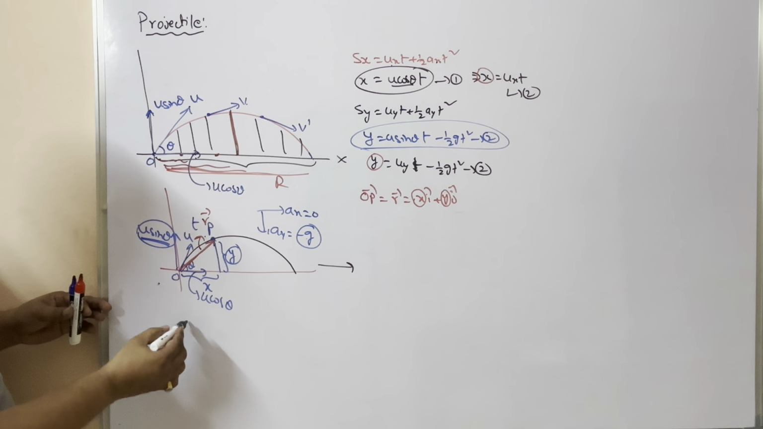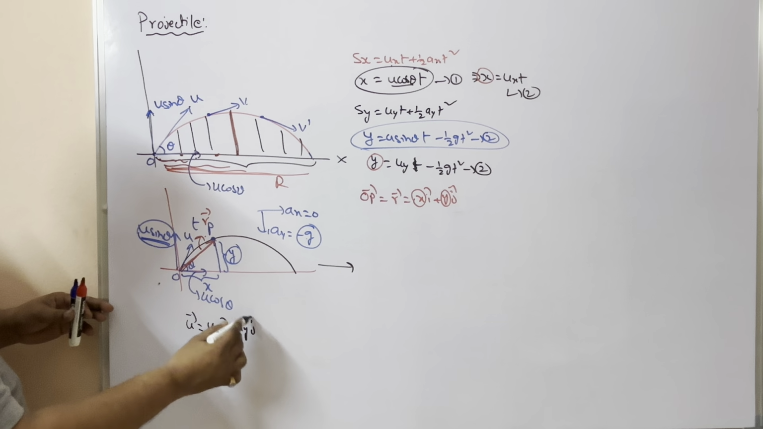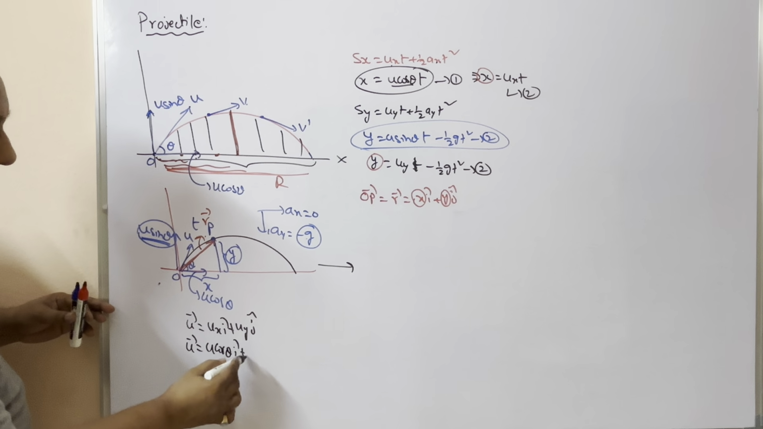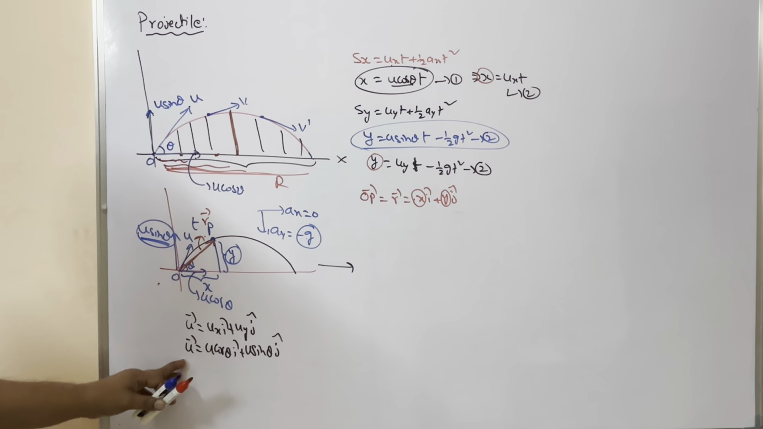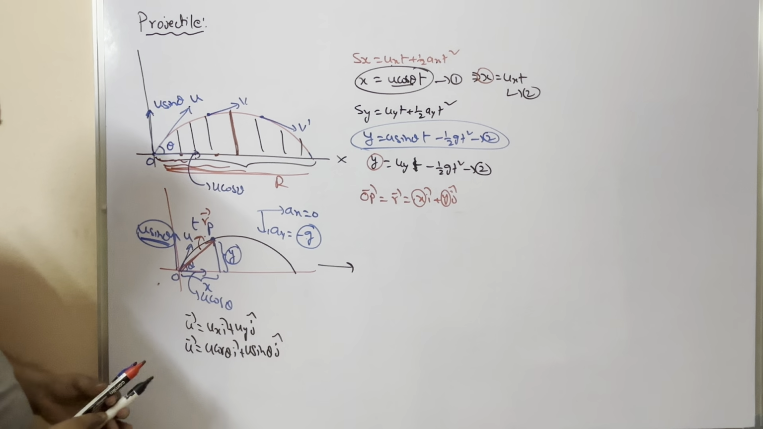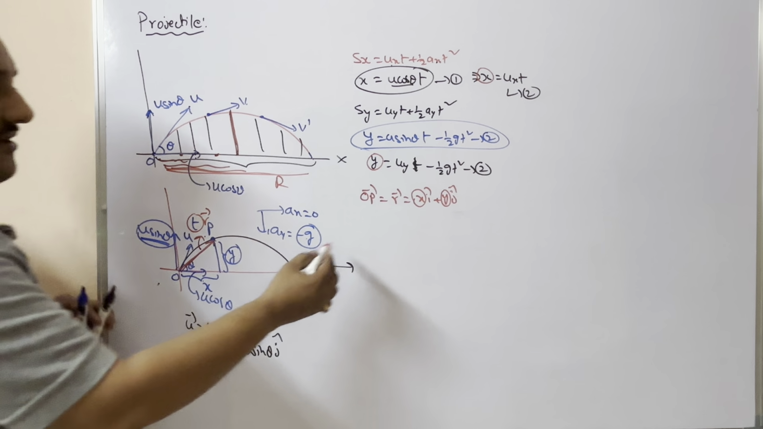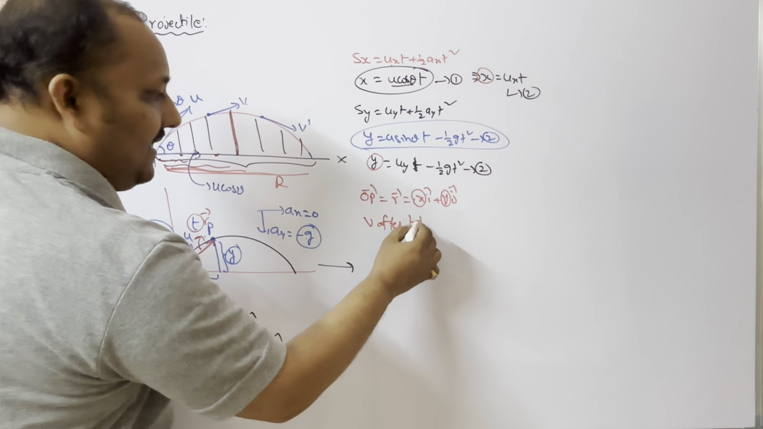What is the initial velocity in vector form? U bar is equal to ux i cap plus uy j cap. Then u bar is equal to u cos theta i cap plus u sin theta j cap. This is the initial velocity at the point of projection in vector form. Now, what is the velocity after t time? This is the displacement we covered. What is the velocity after t time?